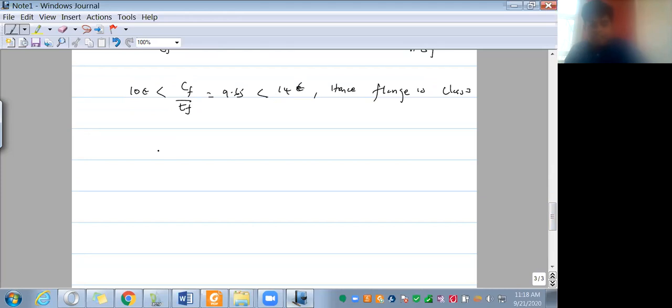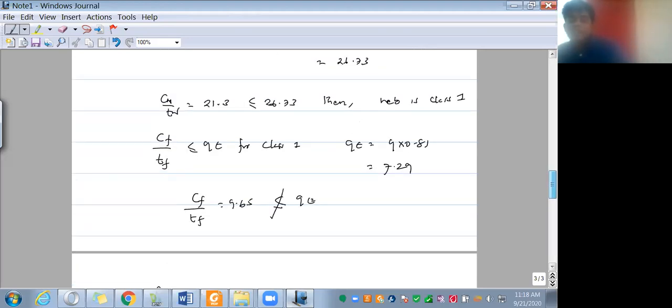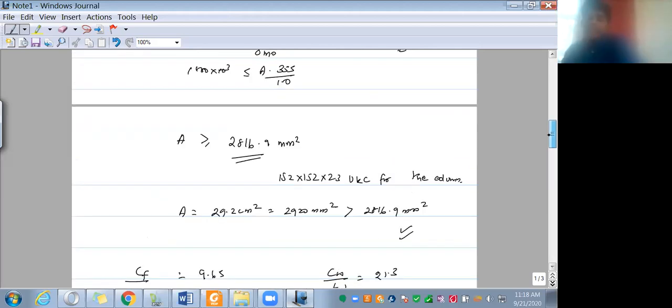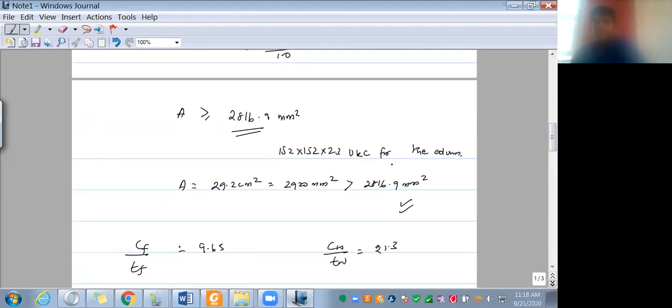So the overall class of the UKC is class 3. So that is the classification of the column. And if you look at the data that we have, we assumed class 1, 2 or 3, and we took the equation and we picked a section and we checked whether the class is falling under 1, 2 or 3.